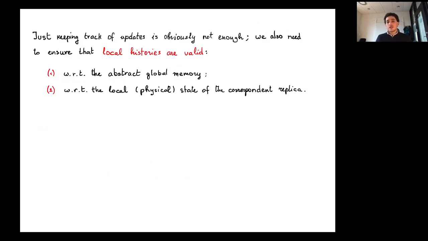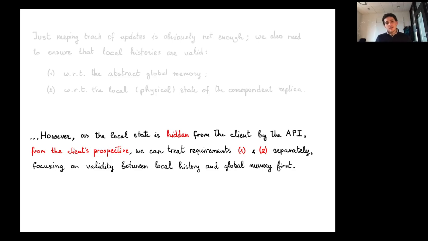Of course, just keeping track of updates is not enough. We also need to ensure that local histories are valid with respect to the abstract global memory and also with respect to the local physical state of the corresponding replica. However, as the local state is hidden from the client, we can treat those two requirements separately, focusing for the client reasoning on validity between local history and global memory.